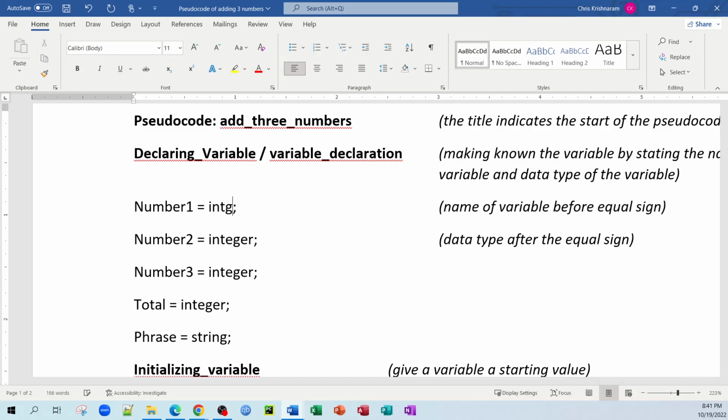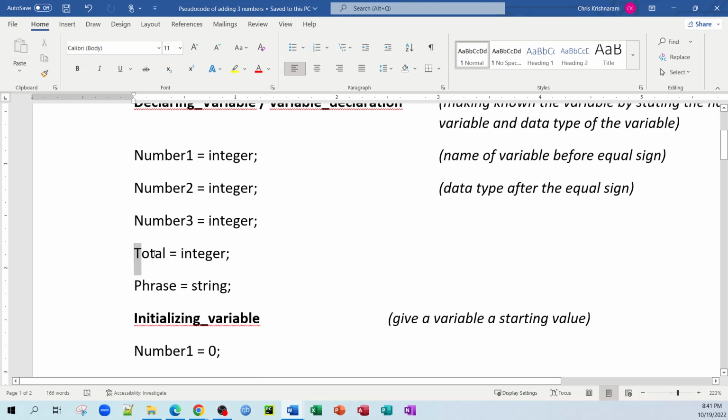So let me put this back as integer. So this is declaration here. If you notice, I created a 4th variable called total. The name of the variable is total, because obviously when you add the 3 numbers together, you have to store the result somewhere. So where are you going to store it? You can't just store it in here. You got to store it in what can hold data, which is a variable. So we have to create another variable.